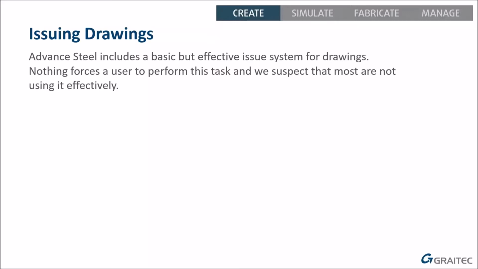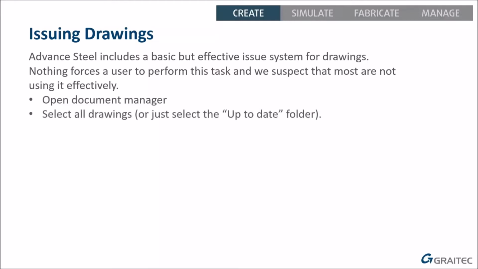So this is what you need to do. You open Document Manager and you select all the drawings that you want to issue. If you have every single drawing on the job, you could just select the up-to-date folder. And that's the same as selecting everything inside that folder.